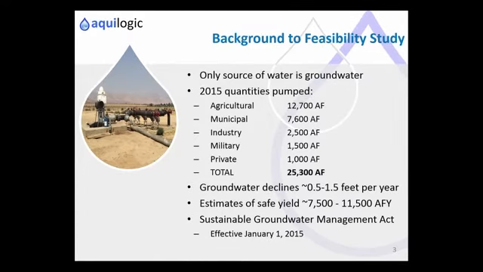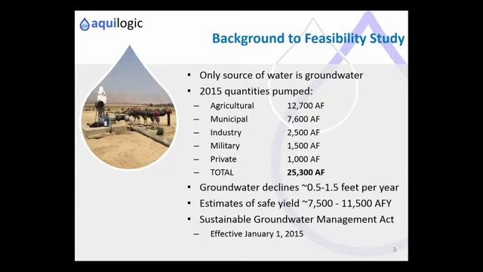Groundwater levels within the freshwater pumping zones are declining between a half and a foot and a half feet per year. There have been a number of geologists and folks outlining in the literature that estimates of safe yield for the Indian Wells Valley vary between 7,500 and 11,500 acre feet per year. You can see that there's a disconnect between 25,000 pumped in 2015 and what the safe yield estimates might be.